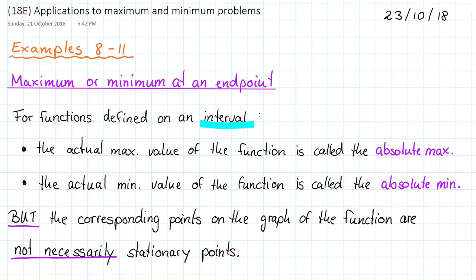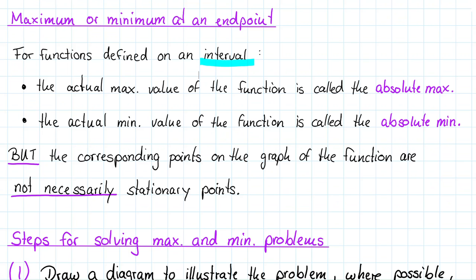However, it may happen that the endpoint of an interval turns out to be an absolute maximum or an absolute minimum. Corresponding points on the graph of that function are not necessarily the stationary points. So therefore, we can now recommend that we follow the following steps to solve maximum and minimum problems.